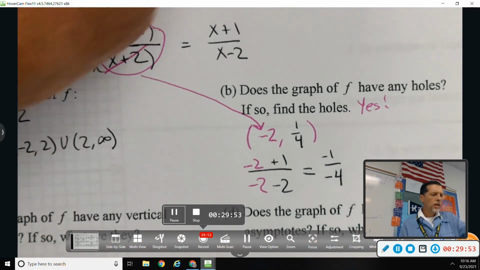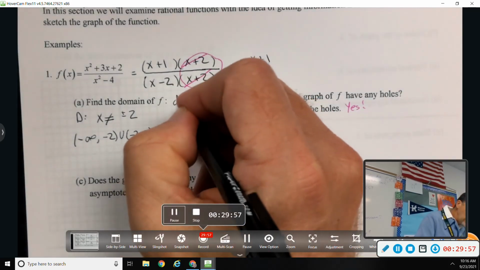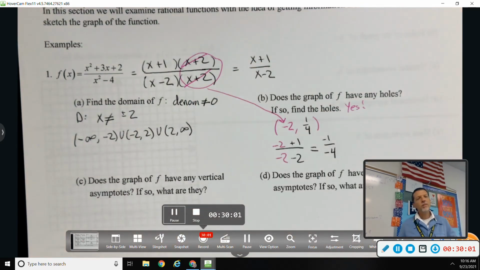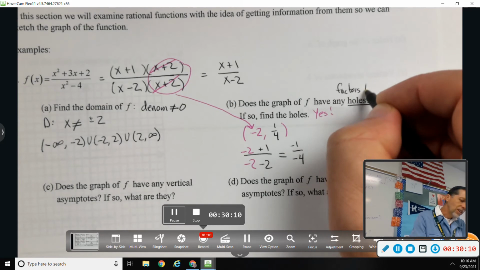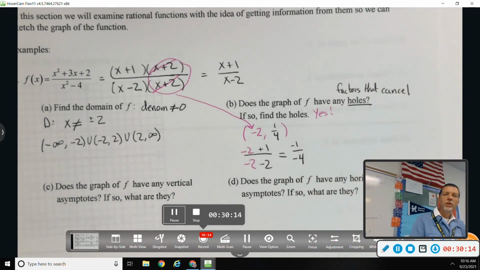You know what? Maybe on this first one, I should put really short notes right next to each thing. So, recap notes. Find the domain. That means the denominator can't be 0. Holes, that's factors that cancel. So this is like super brief recap notes on the page here.